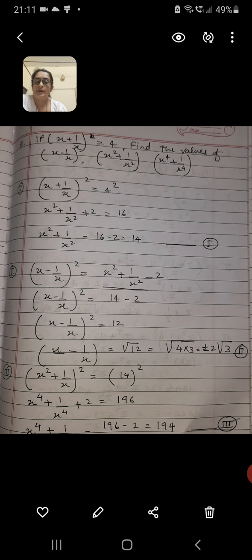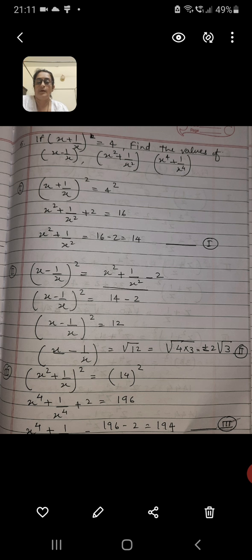Now we have to find out the value of x square plus 1 upon x square, that is the second value which is asked. We will do that first and then we will go back to the first one. So x square plus 1 upon x square is 14 when you take 2 to the right hand side. Next, x minus 1 upon x value we have to find out.